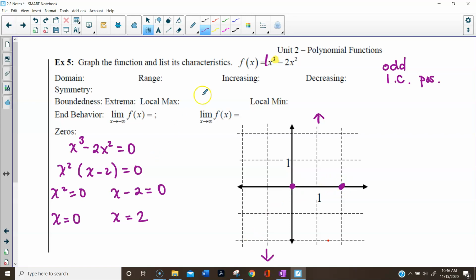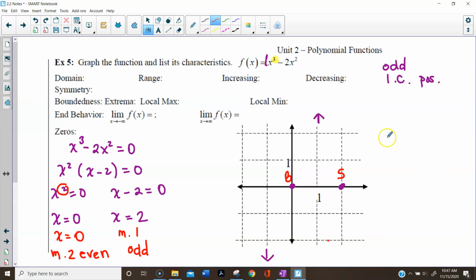Now let's look at multiplicity. Because this is a squared, I actually have this same answer twice, which means the multiplicity is a 2, and 2 is an even number. That's going to give me a bounce at 0. X equals 2 is just one answer. One answer is a multiplicity of 1, and 1 is odd. That means I'm going to get a swish at that 0.